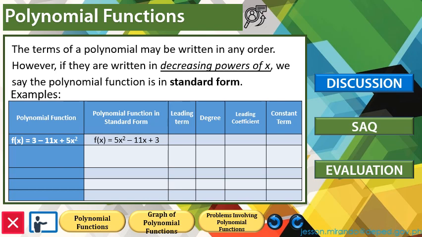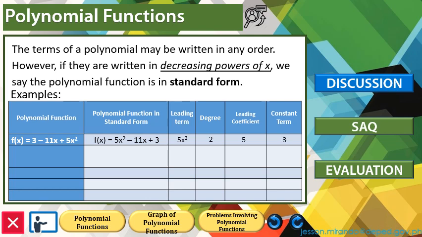By looking at the standard form of the polynomial function, the leading term is 5x squared. The degree is 2. The leading coefficient is the coefficient of the leading term, which is 5. The constant term is the term with no variable, that is 3.